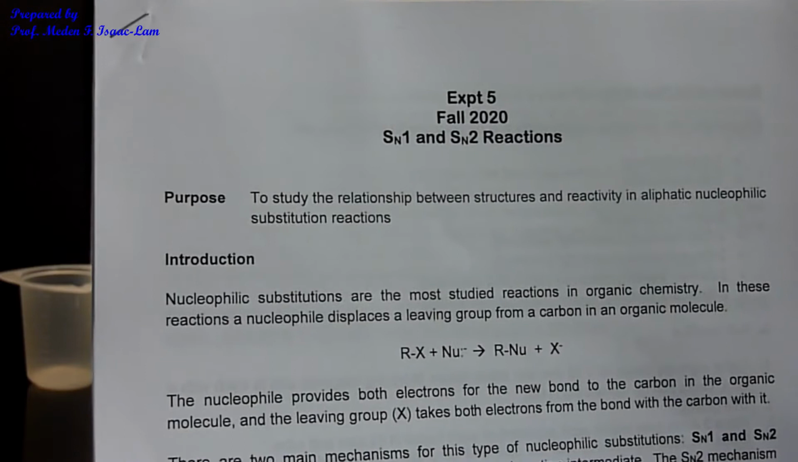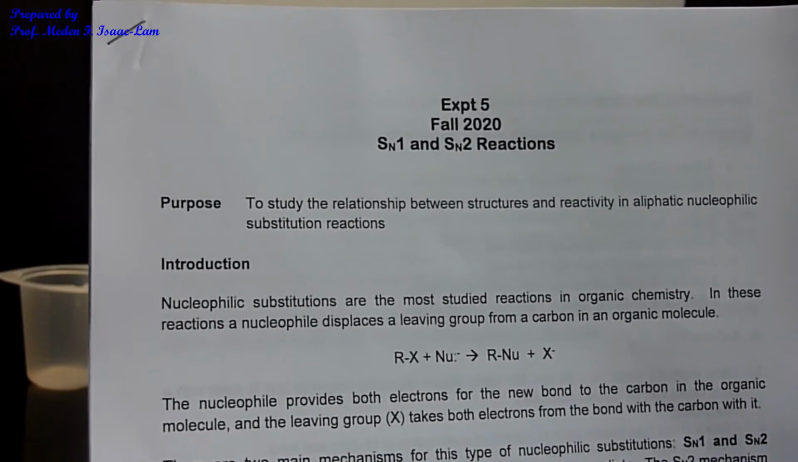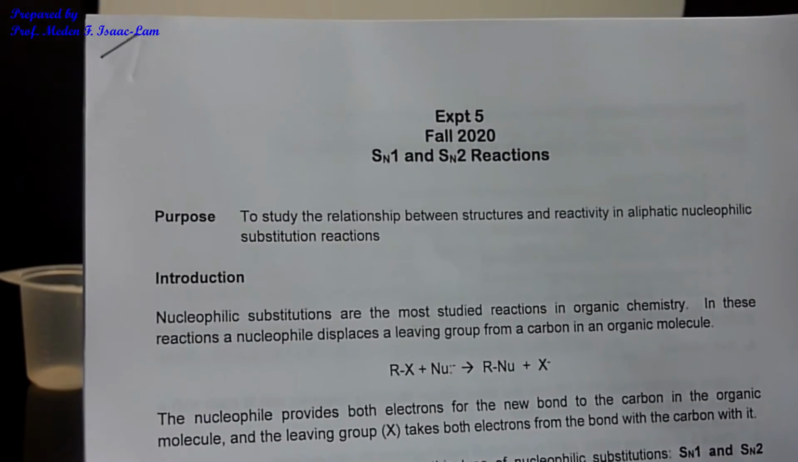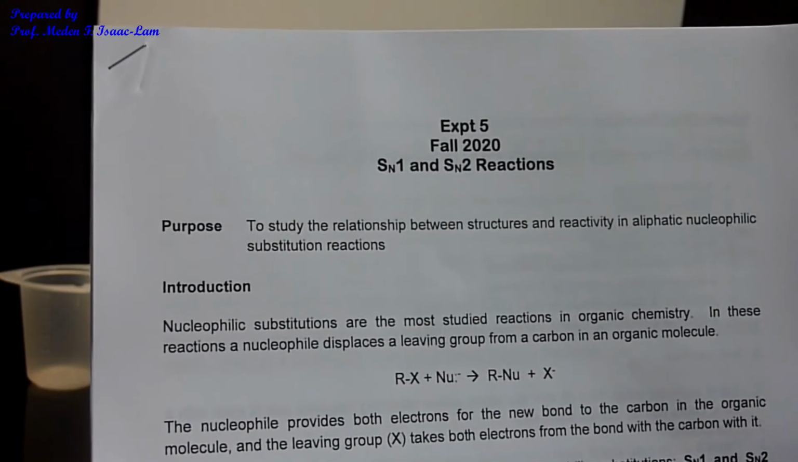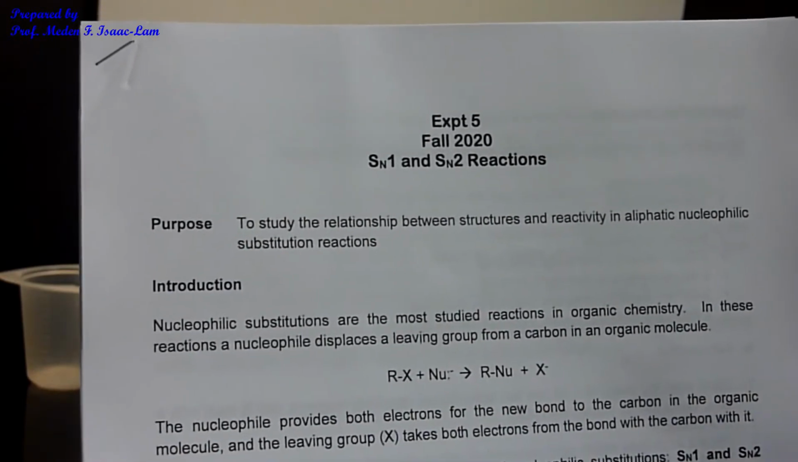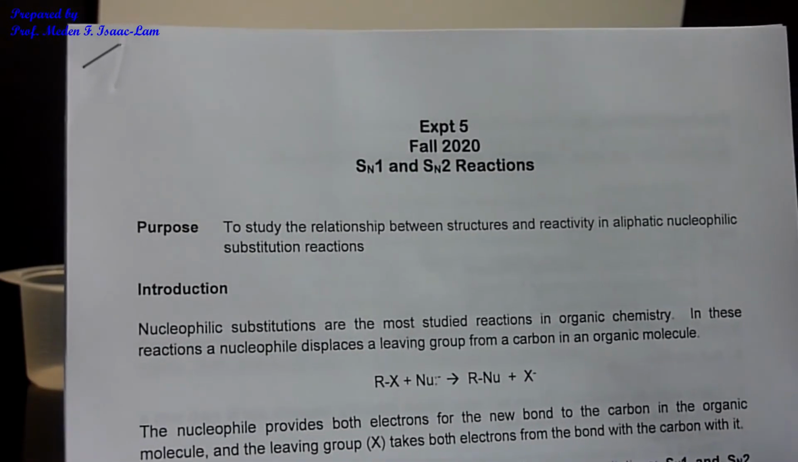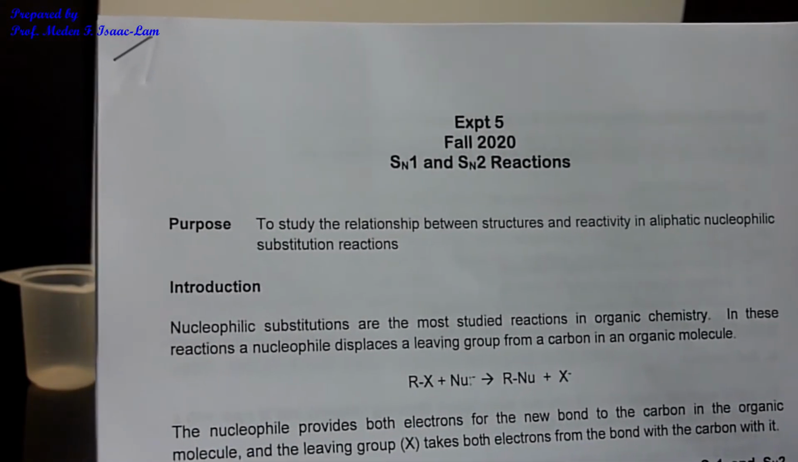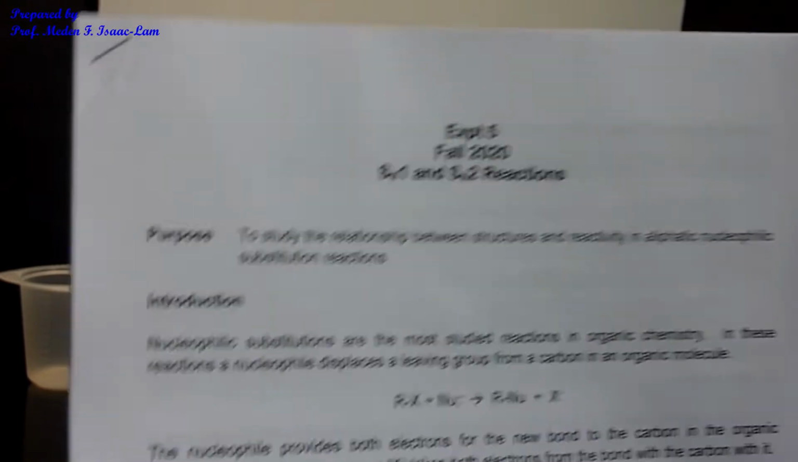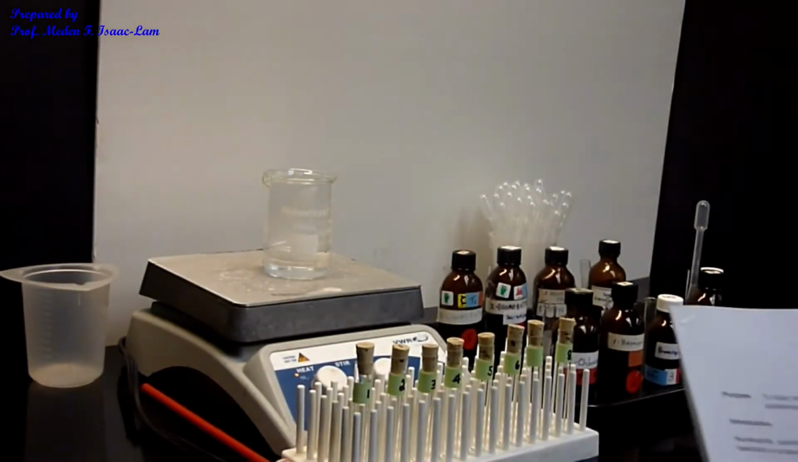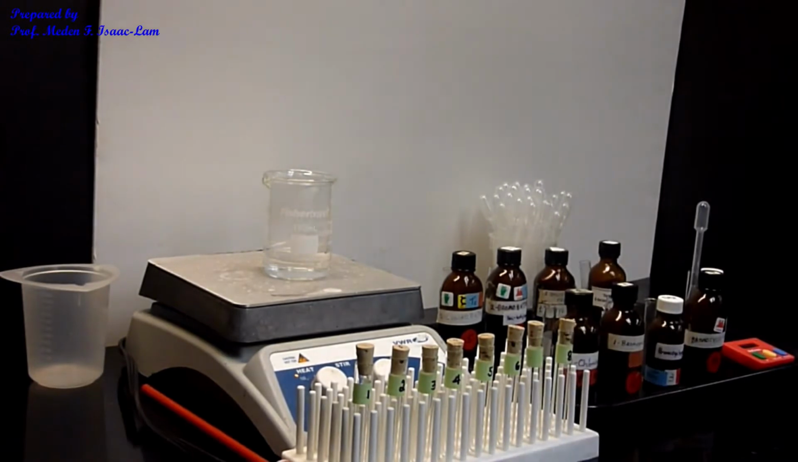Experiment 5 is about SN1 and SN2 reactions. The purpose of this experiment is to study the relationship between structures and reactivity in aliphatic nucleophilic substitution reactions. That would be SN1 and SN2 reactions. So now I have the experiment set up in here.